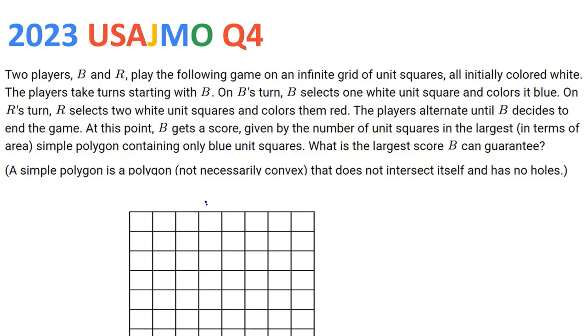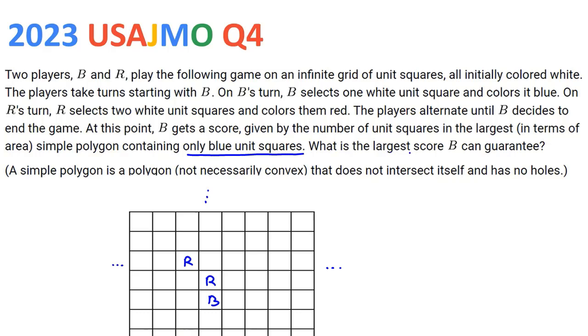Okay, it is like this, and for example, because it says infinite grid, we can consider this. For example, B selects this one, and it is blue. Then it says on R's turn, R selects two white unit squares and colors them red. For example, R selects this one and this one. The players alternate until B decides to end the game. At this point, B gets a score given by the number of unit squares in the largest, in terms of area, simple polygon containing only, and this part is important, blue unit squares.